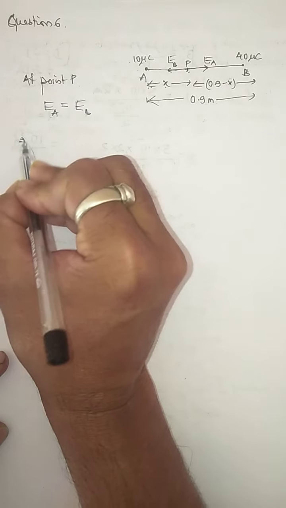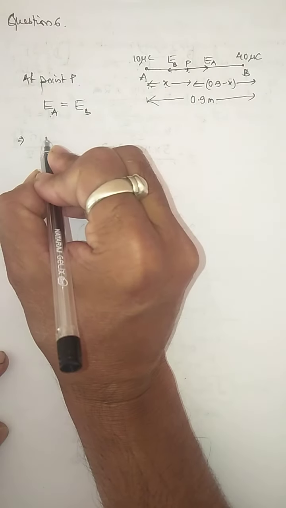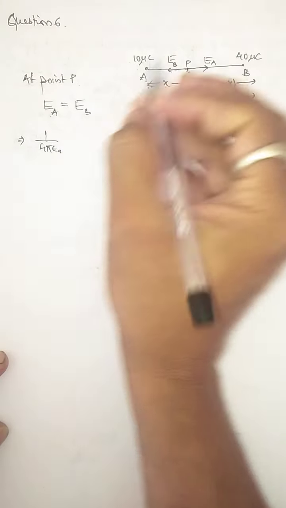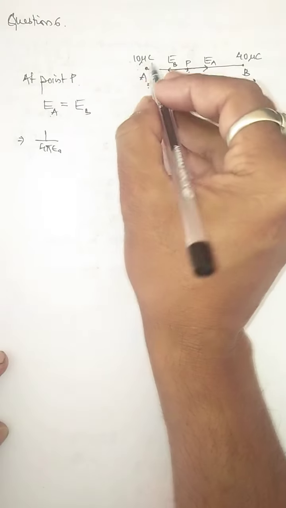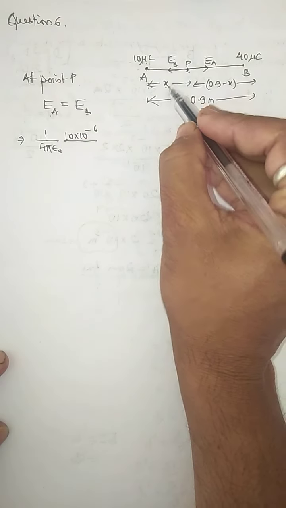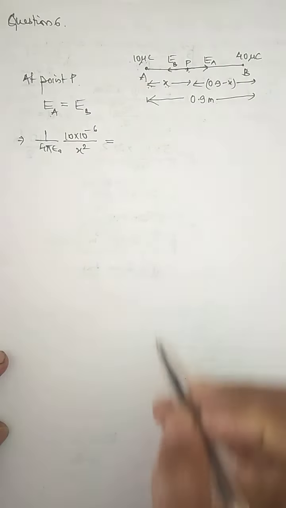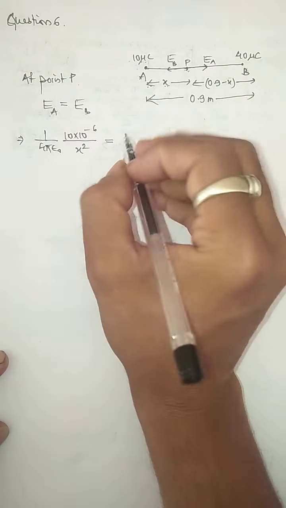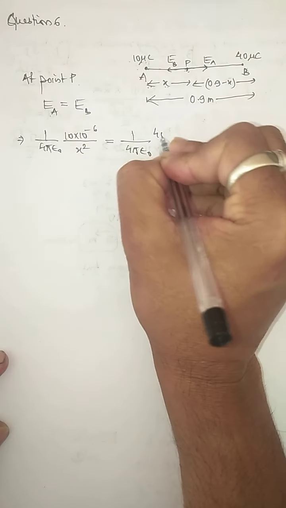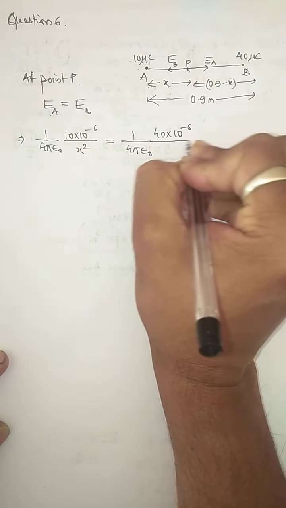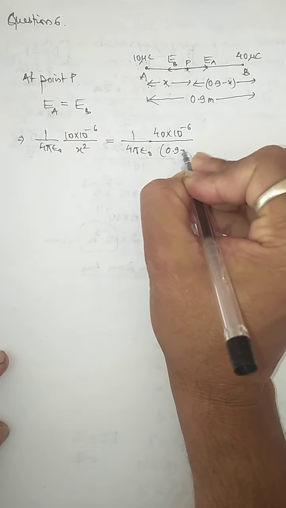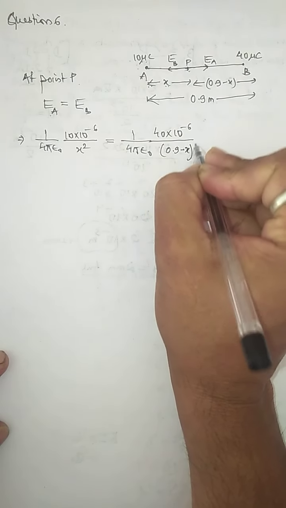EA means the electric field due to a point charge, so I use the direct formula: 1 by 4 pi epsilon naught, the charge 10 microcoulomb, which converted into coulomb is 10 into 10 to the minus 6 coulomb, divided by the distance squared, x square, equals the field at P due to B, which is the same 1 by 4 pi epsilon naught, with charge 40 into 10 to the minus 6 coulomb, divided by (0.9 minus x) whole square.